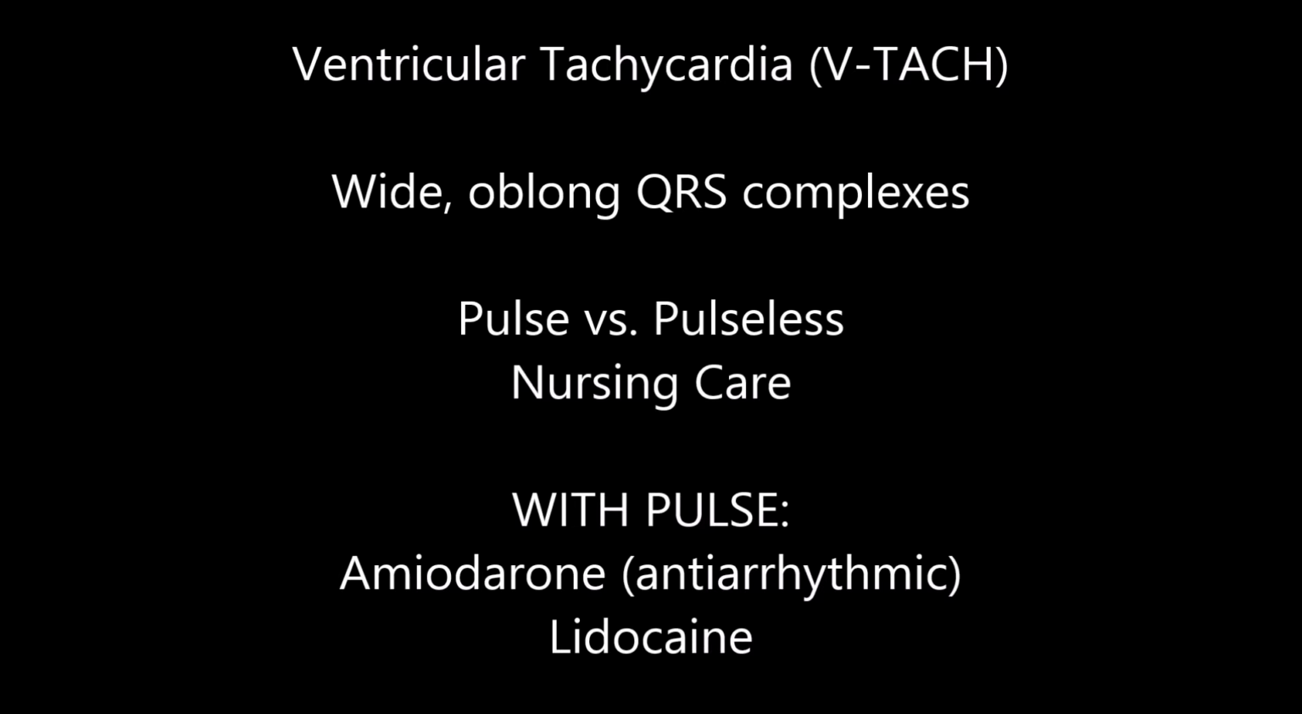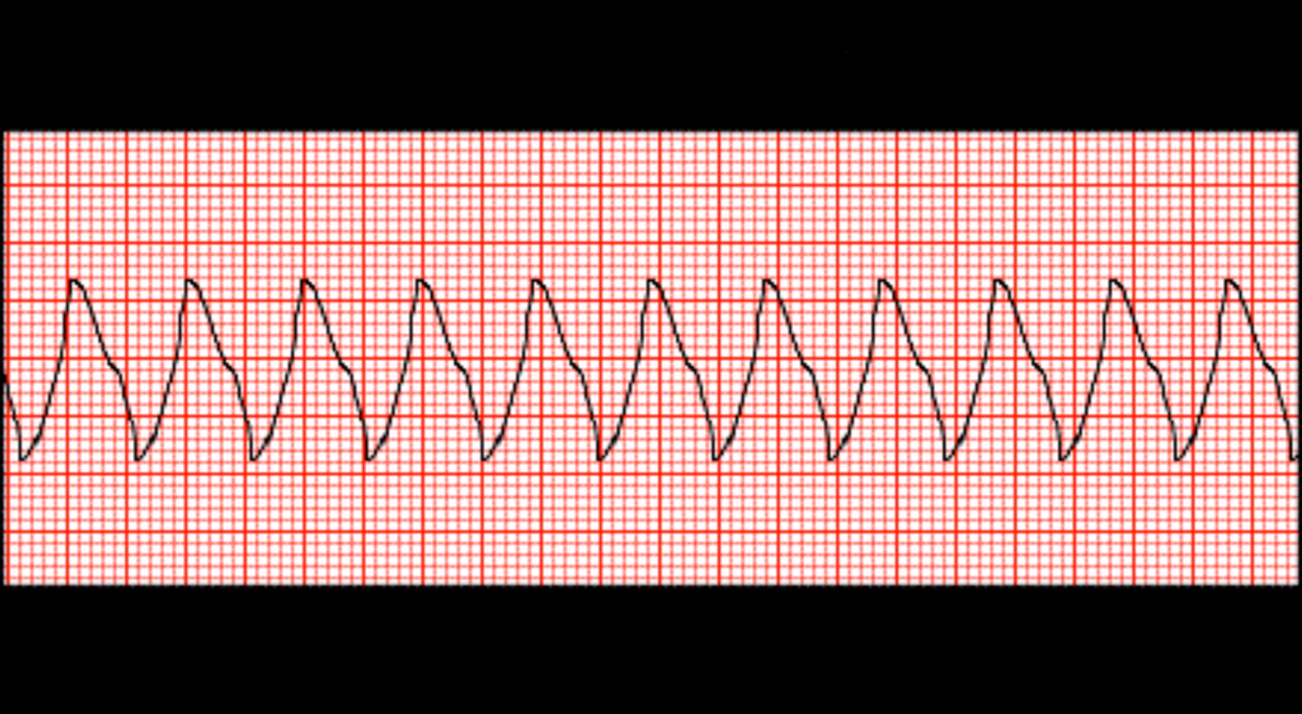This is a continuous line of PVCs where perfusion is greatly decreased. It can be that the patient has a pulse with tachycardia, or that they have no pulse with VTach. This is when a patient would be coding and would need to have CPR. This is an example of ventricular tachycardia.